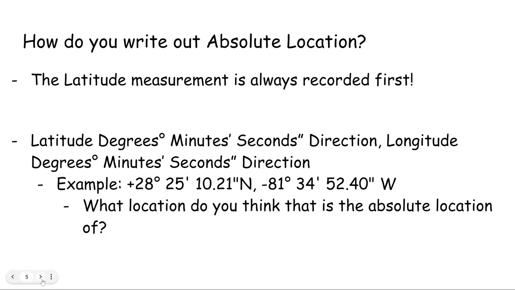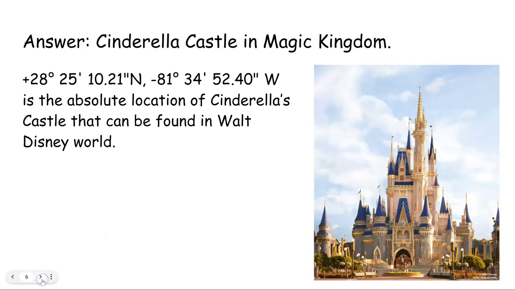So for example, this is a coordinate of a location. I'm going to read it out to you. Tell me if you can think of the location this might be. So we have 28 degrees, 25 minutes, 10.21 seconds north, and then we have negative 81 degrees, 34 minutes, 52.40 seconds west. I'm going to give you a few seconds to get your guess in before I reveal the answer. All right.